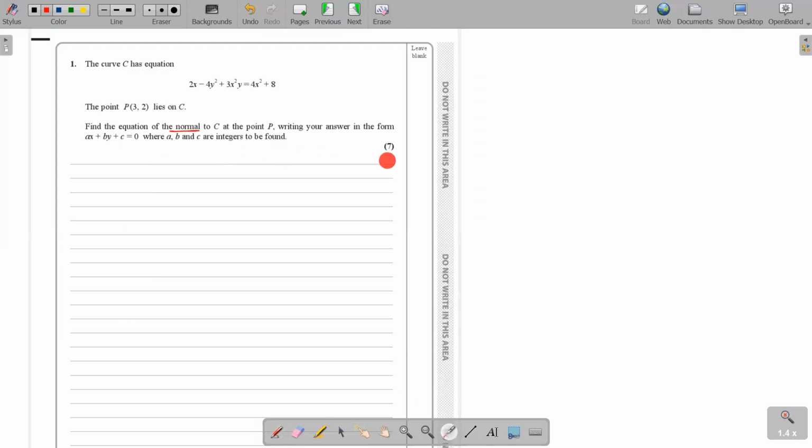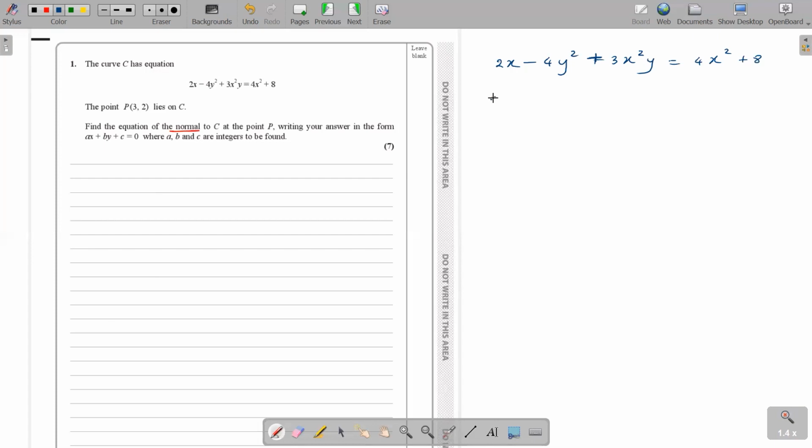7 marks. So what's the first thing you do when they give you the curve equation? To get the equation of the normal, you must first differentiate the given equation and find what? dy by dx. So let's get dy by dx. 2x minus 4y square plus 3x square y equals 4x square plus 8. Shall we differentiate? So what do we get?